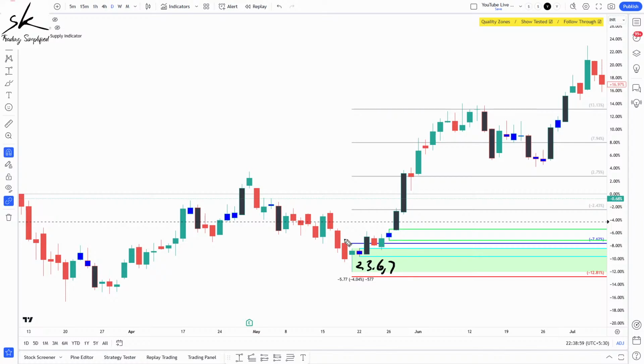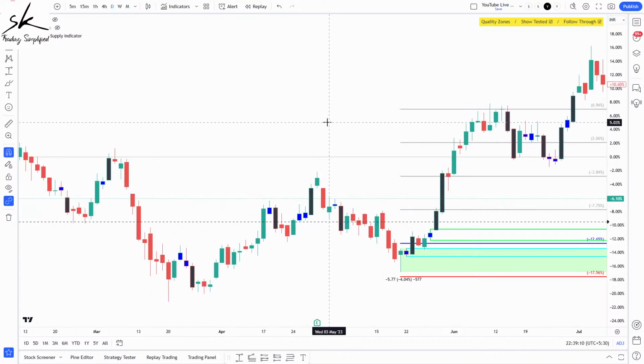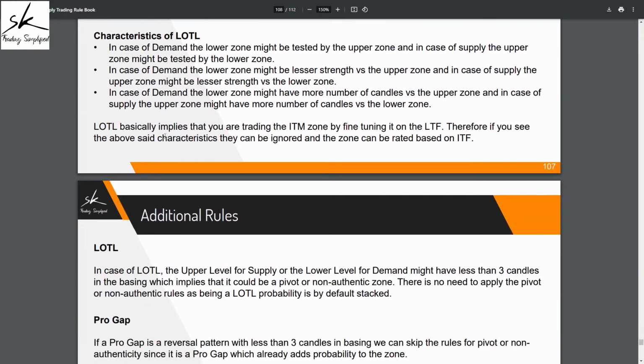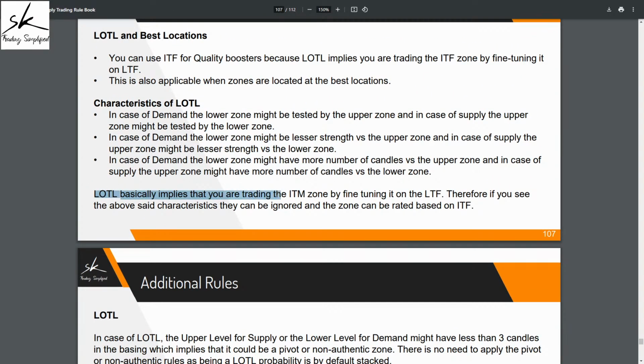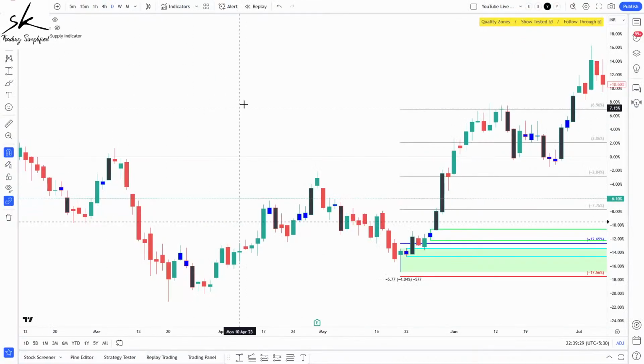All these characteristics we are talking about do not connect with a quality area, but you will be able to see them very frequently. Even though we see those characteristics, what you need to understand is that level on top of level basically implies that you are trading the intermediate time frame zone by fine tuning it on the lower time frame, because my intermediate got divided into multiple zones, and now I'm trading the same intermediate time frame zone by fine tuning it on the lower time frame.